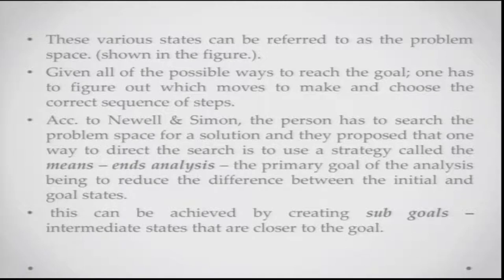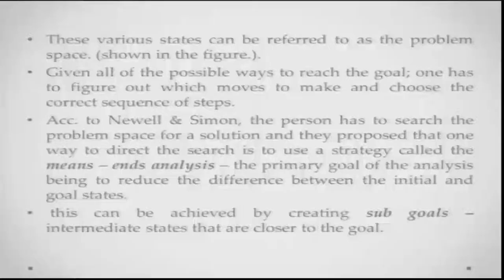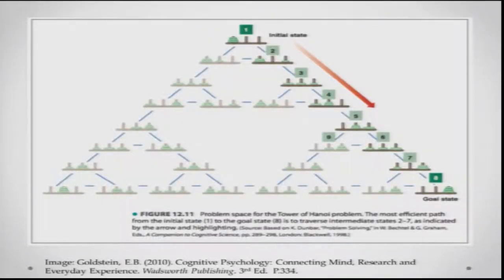The problem solver, according to Newell and Simon, does what is called means-ends analysis. It's very similar to the means-ends heuristic we've been talking about in the earlier lecture. So he figures out a way, and the primary goal of this analysis is to reduce the distance between the initial and the goal states. The person will again create subgoals or intermediate states, and move from one intermediate state to the other, all the way towards the goal state, and the distance is being reduced. So you can see here, the participant has to move from 1 to 2 to 3 to 4 to 5 and then towards 8, which is the final state.